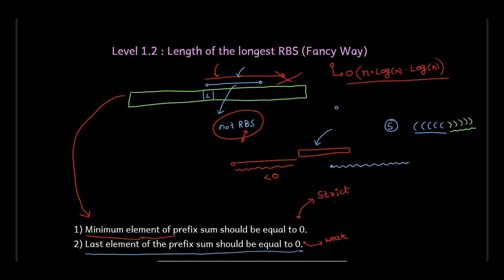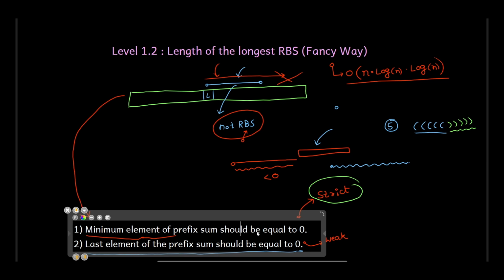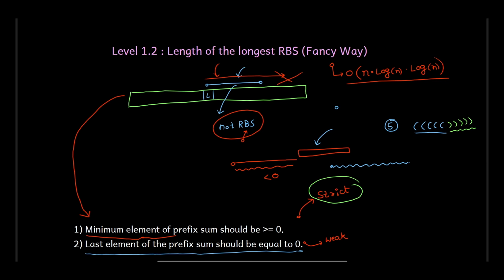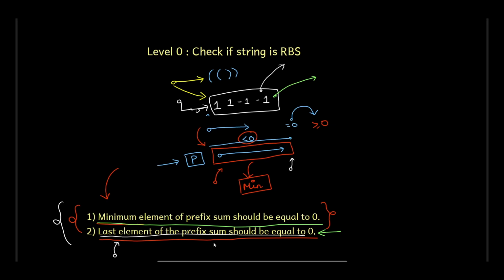So in fact, when I say that this condition is strict, this time I actually mean that this minimum element of the prefix sum should be greater than or equal to 0. So remember when we were discussing the first version, in the first version I said that it looks very simple.